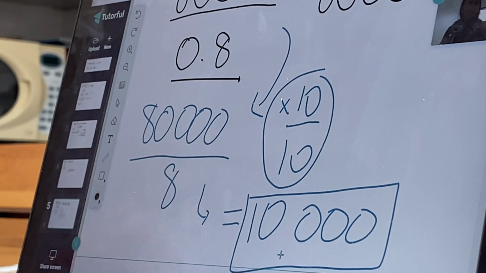Okay, so we're going to now have a look at some questions. So we're going to have a look at some sale questions, similar to what we were looking at last time.